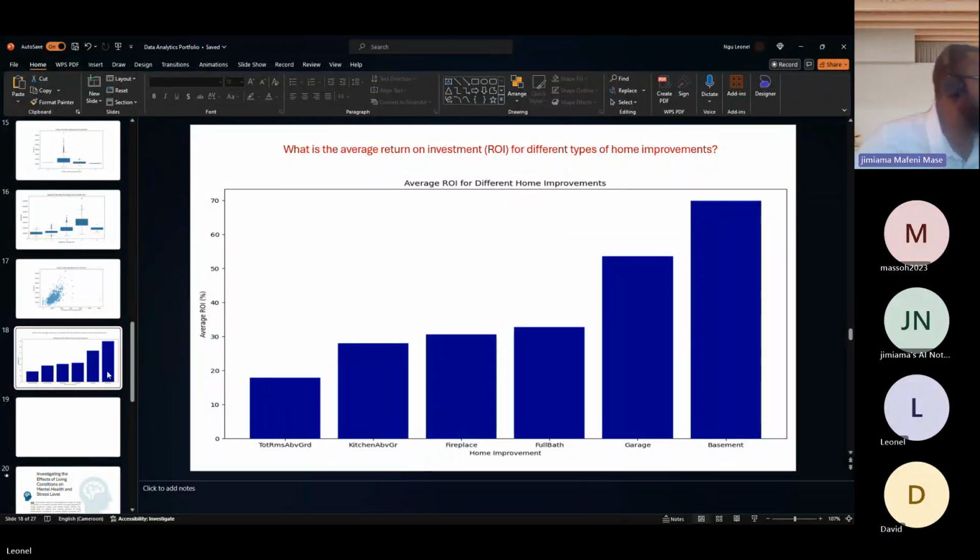Okay. And before you go, will you present the other data set? The other data set, the stress level one. Yeah, do you want to present that as well?